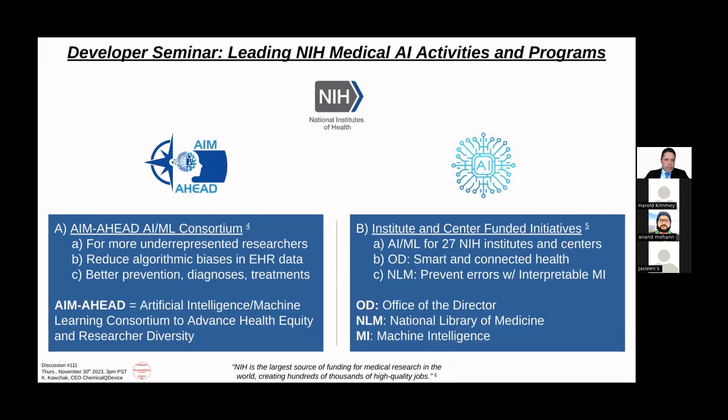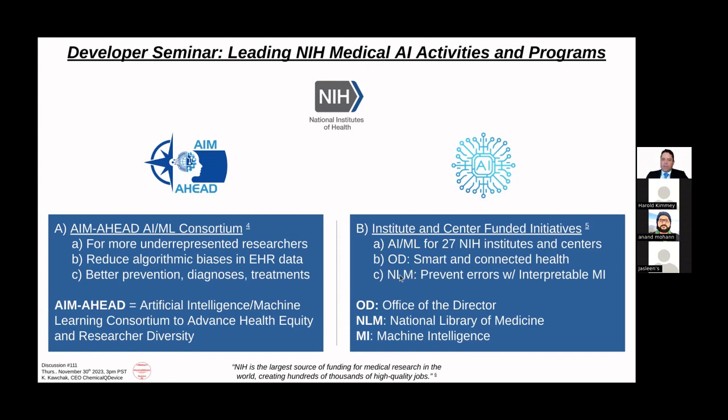So the other two are basically what they call AIM Ahead, which stands for Artificial Intelligence, Machine Learning Consortium to Advance Health Equity and Researcher Diversity. So it's to get more underrepresented researchers, to reduce algorithmic biases in EHR data. And the end goal is obviously this would also help with better prevention, diagnoses, and treatments as things are more and more encompassing. And the last one here is probably what many people associate NIH with, which is the funding. So they have 27 different institutes across the US.